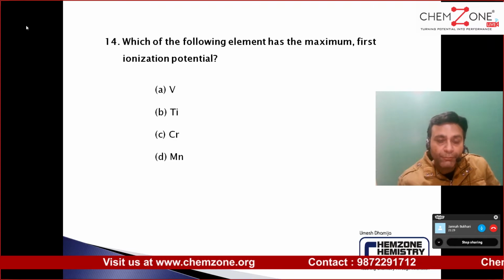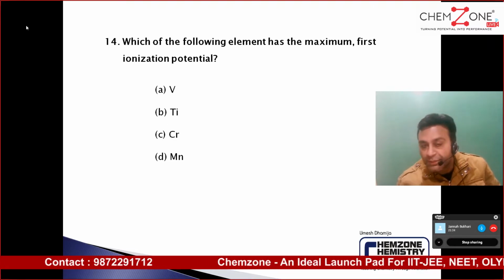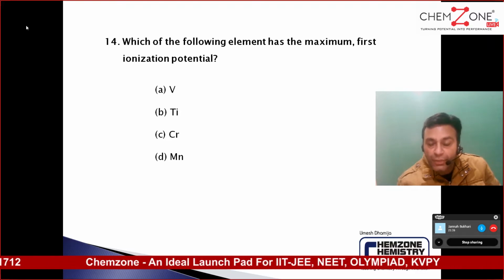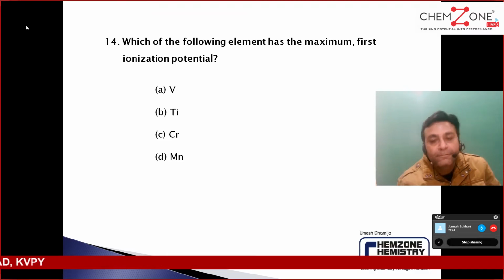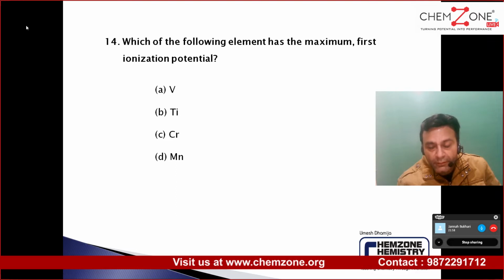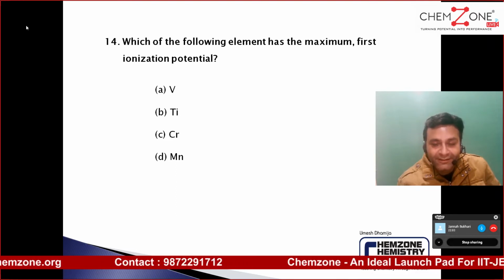Maximum first ionization potential. What is the approach for such types of questions? What is your approach? How are you coming to the conclusion? You tell me. So what I was thinking, because manganese is a d orbital element, it's not going to have a high ionization potential. Don't you think all of these are d block elements? Looking at it now, yeah, all of these are d block. So your logic doesn't work.